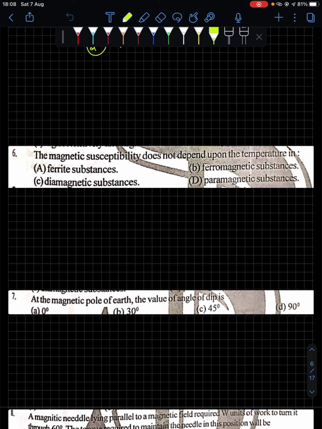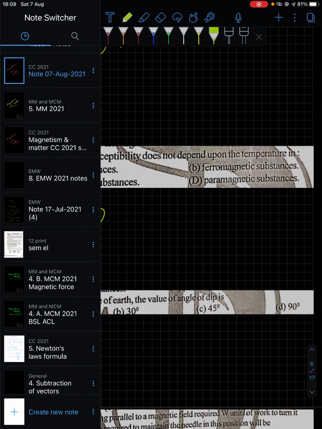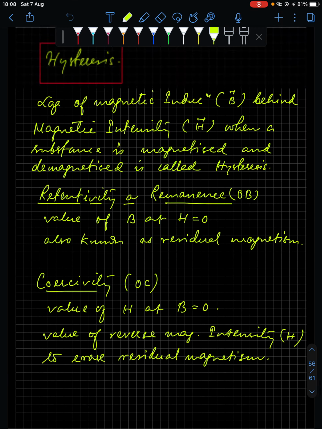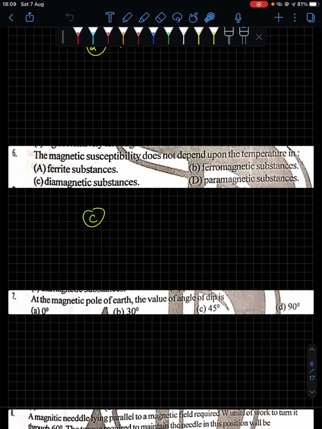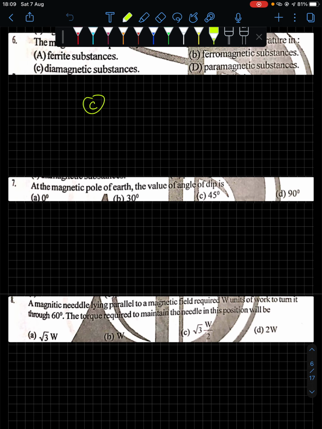Question number 6. Magnetic susceptibility does not depend upon temperature in case of a diamagnetic substance, right? In para and ferro it does depend. If you remember the graph, if I show you that very quickly, these were the graphs, page number 55 in the PDF. So this was for diamagnetic, this is for paramagnetic, and this is for ferromagnetic.